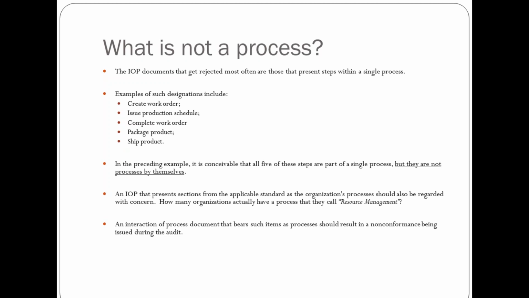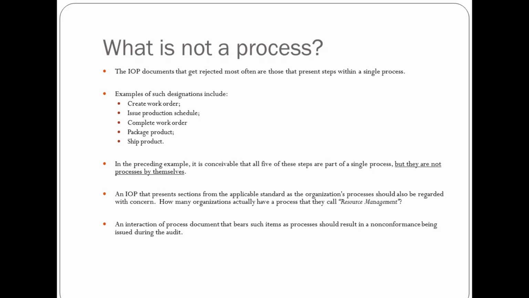Now, in terms of what is not a process, a couple of things can make this less than acceptable. The IOP documents that are rejected most often are the ones that present steps within a single process. So, for example, if we look at an IOP document and it shows create work order, issue production schedule, complete work order, package product, ship product, it's conceivable that all 5 of those steps are part of a single process, but in all likelihood, they are not processes by themselves.